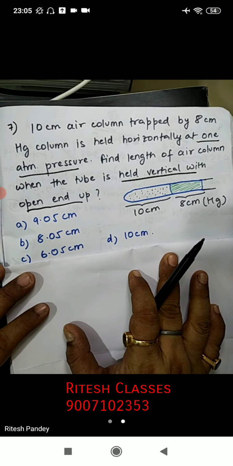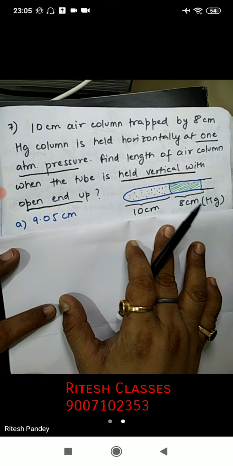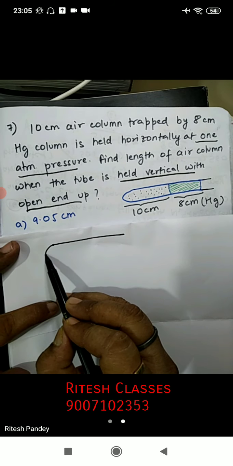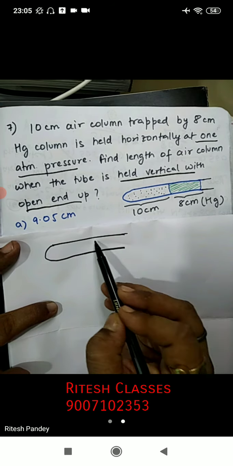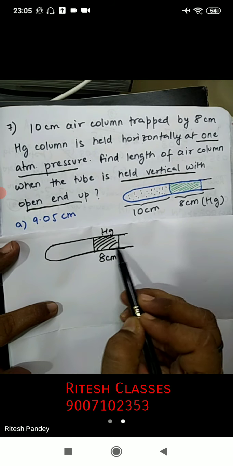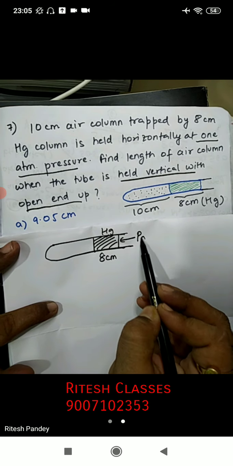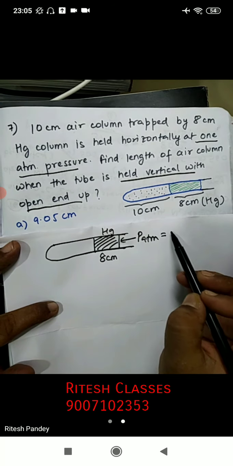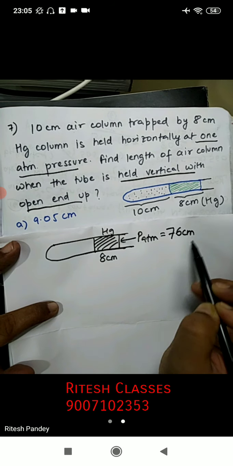Now, this is the situation to begin with. You have 8 centimeter long mercury column. And when it's kept horizontal, ye yahan par beech mein, left pe nahi ja raha, right pe nahi ja raha, yahan pe stagnant hai. Iska matlab hai yahan par jo pressure hai, which is the atmospheric pressure. Now, I'll want to write it in terms of mercury because I'm going to use it in terms of mercury.